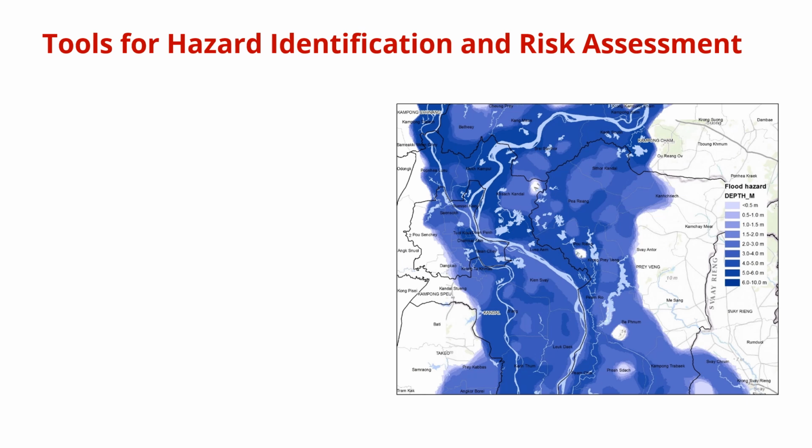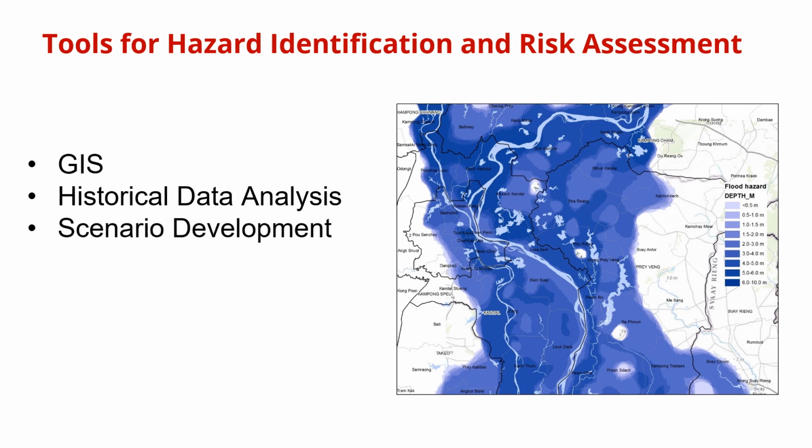There are several tools and methods we can use for hazard identification and risk assessment. Geographical Information Systems, or GIS, are essential for mapping hazards and identifying vulnerable areas, such as floodplains or earthquake fault zones. Historical data analysis can help predict future hazards by looking at past events. Scenario development allows us to create possible future situations based on current risk factors, helping us prepare for what might come. Risk matrices are a useful tool for assessing and ranking hazards based on their likelihood and impact, giving us a clear picture of which hazards require immediate attention.